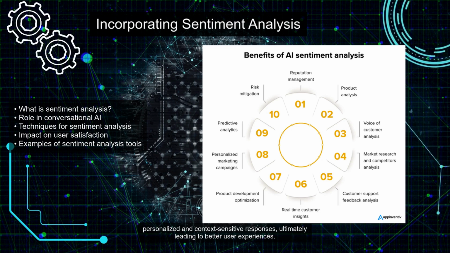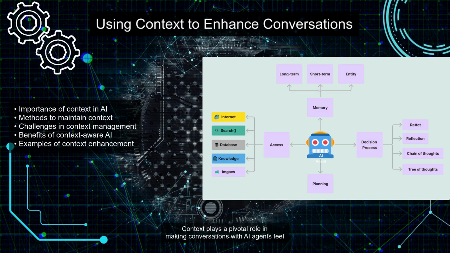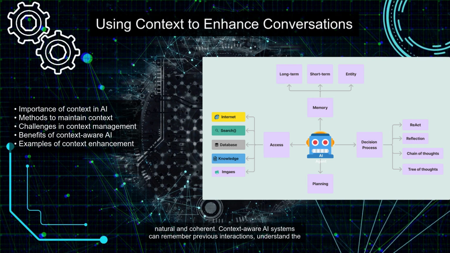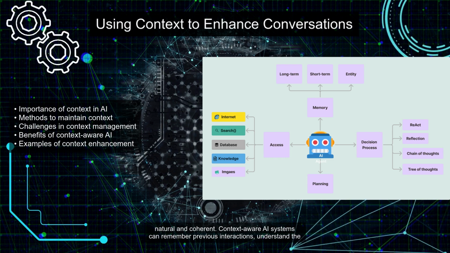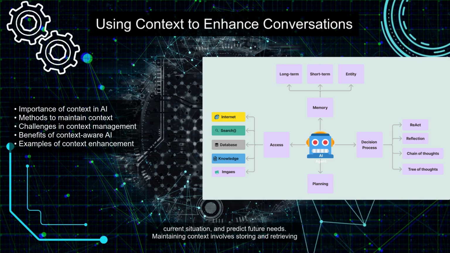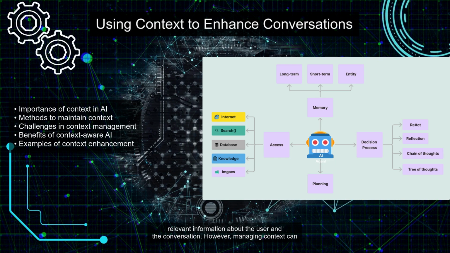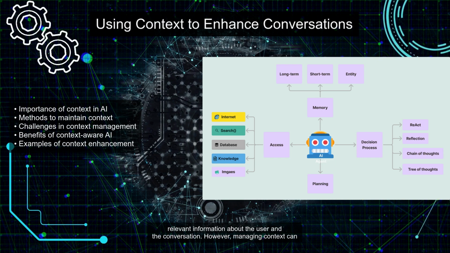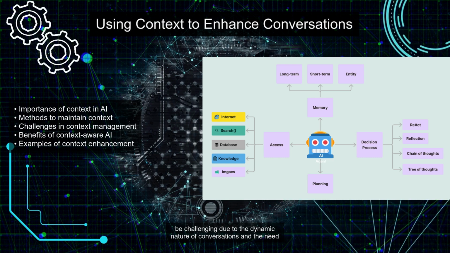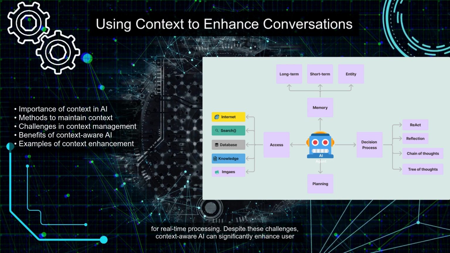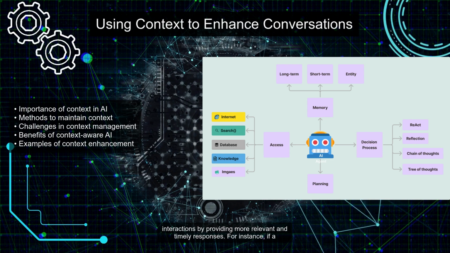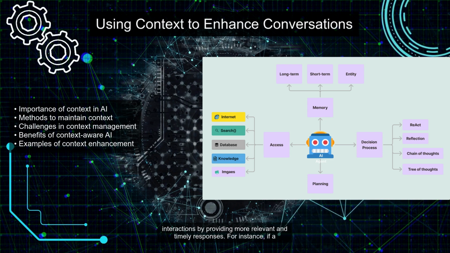Context plays a pivotal role in making conversations with AI agents feel natural and coherent. Context-aware AI systems can remember previous interactions, understand the current situation, and predict future needs. Maintaining context involves storing and retrieving relevant information about the user and the conversation. However, managing context can be challenging due to the dynamic nature of conversations and the need for real-time processing. Despite these challenges, context-aware AI can significantly enhance user interactions by providing more relevant and timely responses.